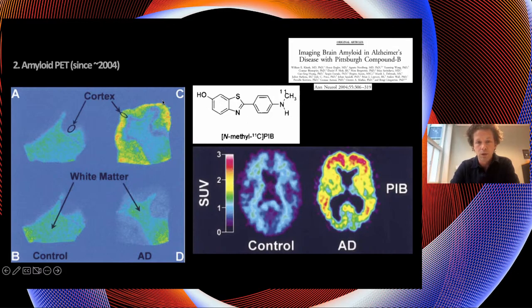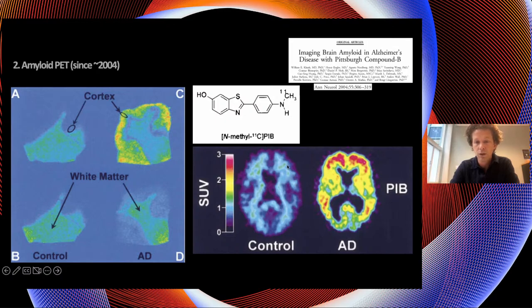And in an autoradiography study, it was shown that if you look at the white matter, there is essentially no difference of tracer binding in a control versus an individual with Alzheimer's disease. However, if you look at the neocortex, you can see that there is high specific binding throughout the neocortex, which is absent in the healthy control. So this shows that amyloid beta plaques are actually being detected by this tracer.